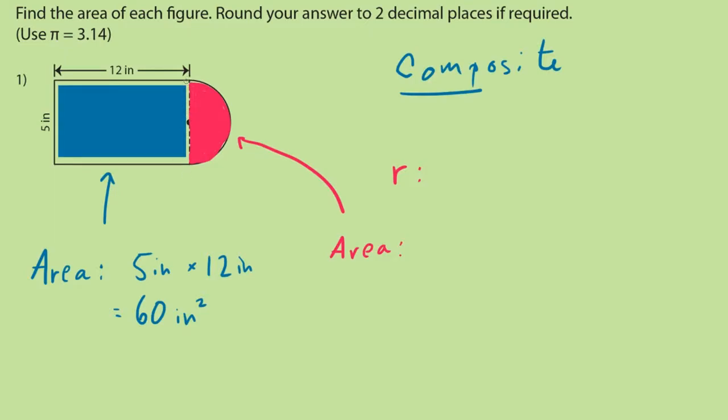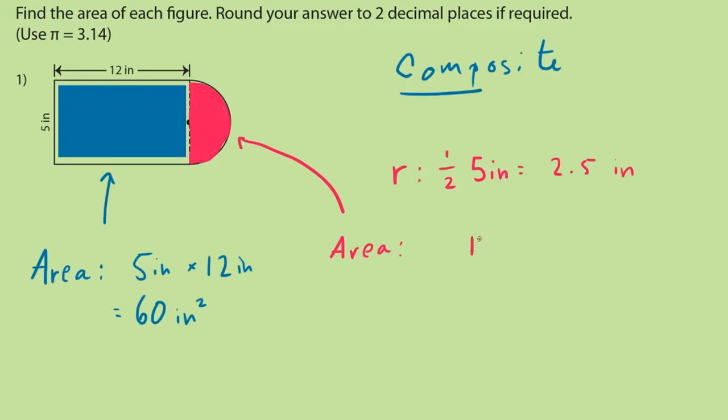Let's take a look at this red area over here. Maybe it's pink, it's hard to tell. So the pink area, or the red area, we can see that there's a circle going on, but it's not a full circle. This is exactly half of a circle. So to calculate its area, we're going to take 1/2 of the area of that circle.